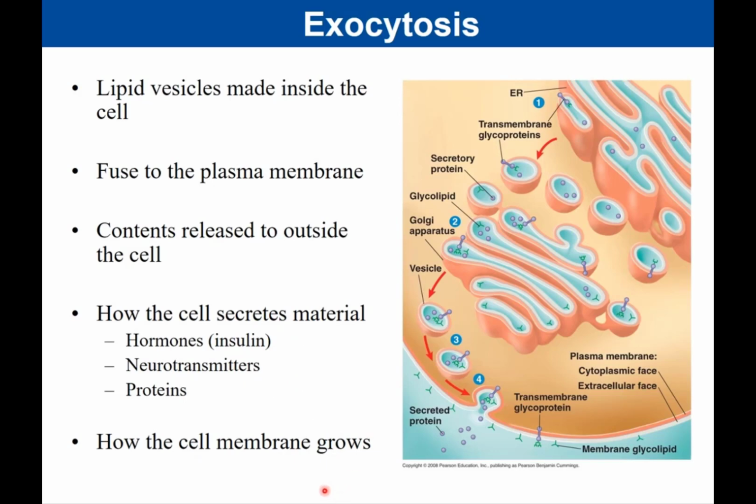This is also how the cell membrane grows. Because if you think about it, these vesicles that are made here are basically components of the cell membrane. And so as these vesicles fuse with the cell membrane, you're going to increase the surface area of the cell membrane, and you're going to increase the cell membrane.